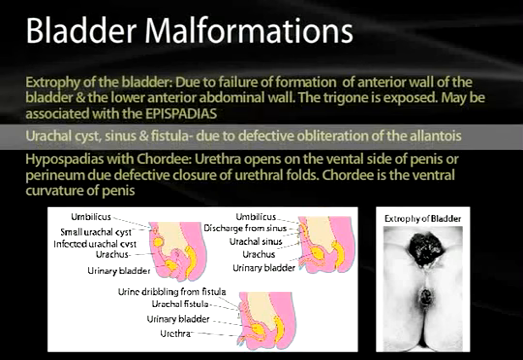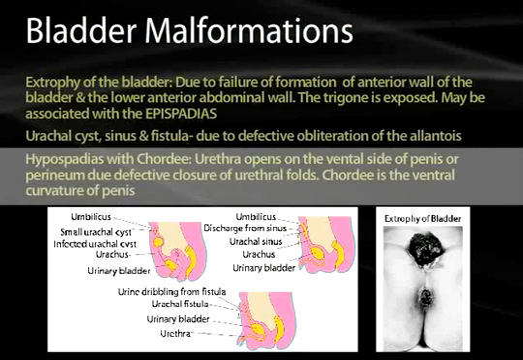There can be urachal cysts, sinuses, or fistulas because of a defective or a failure to obliterate the allantois. And here you can see some of those, where you have a cyst, a sinus which will drip, or a fistula which will connect all the way back to the bladder.